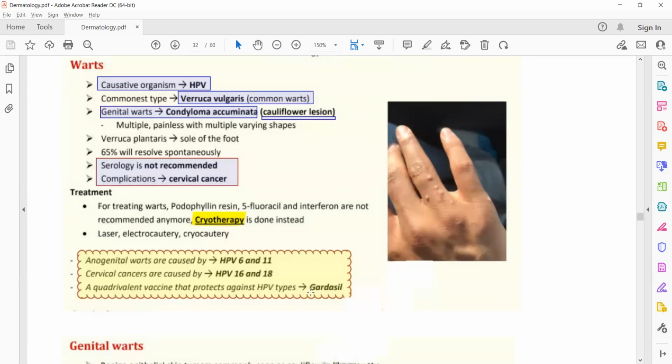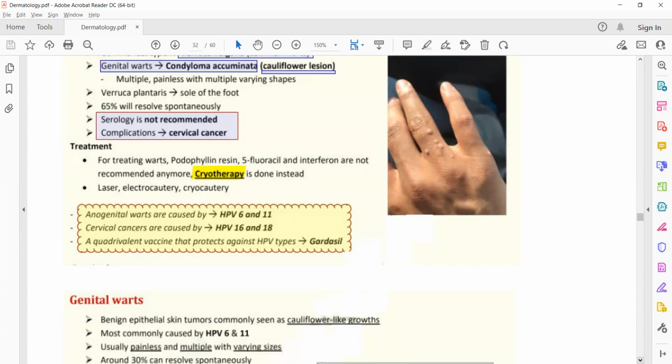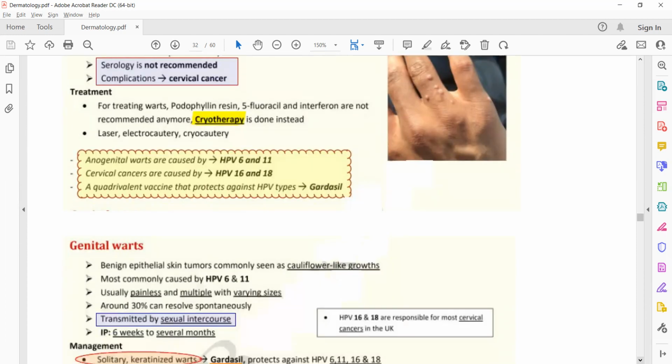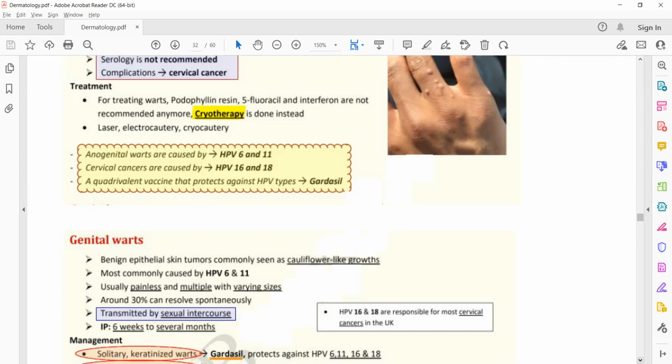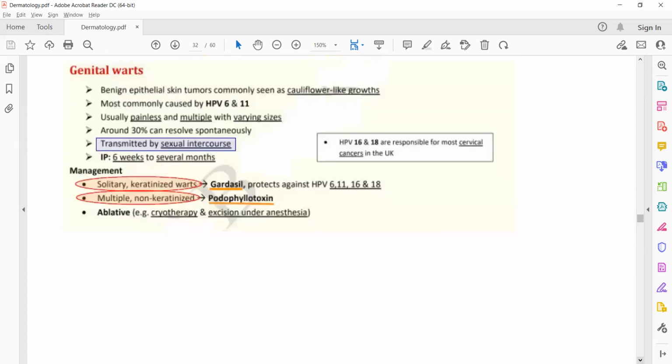There is a vaccine available in the UK for human papilloma virus, that is Gardasil. So the prevention of HPV is through Gardasil. The treatment of the wart is cryotherapy, laser or electrocautery or cryotherapy. Any of the procedures can be performed to remove the warts.